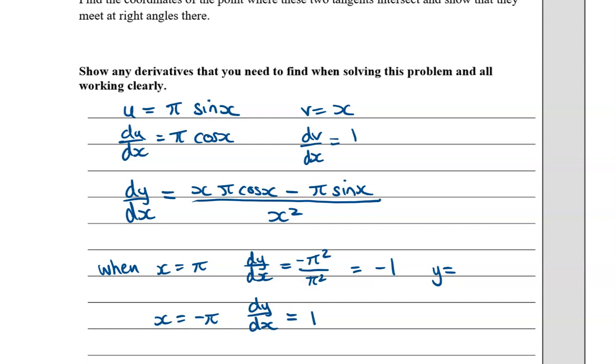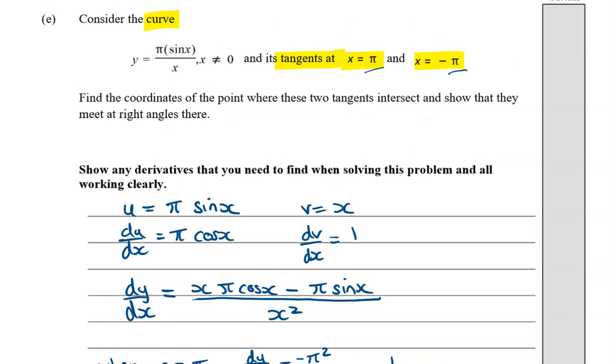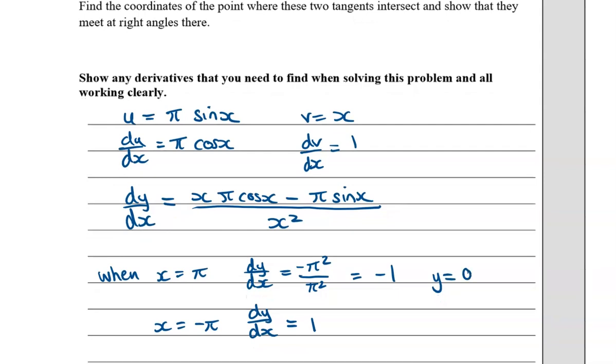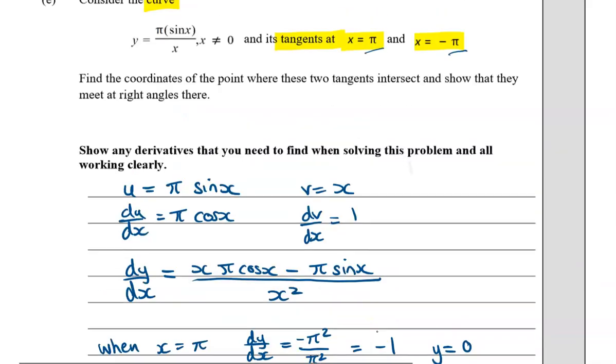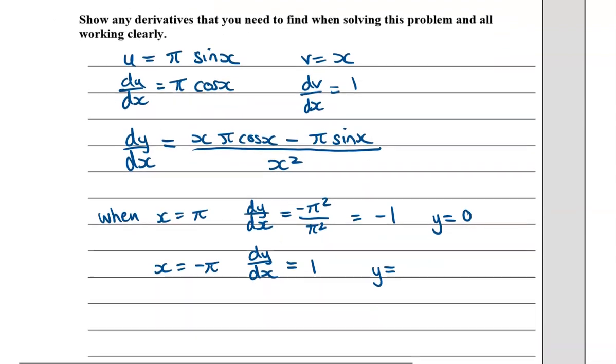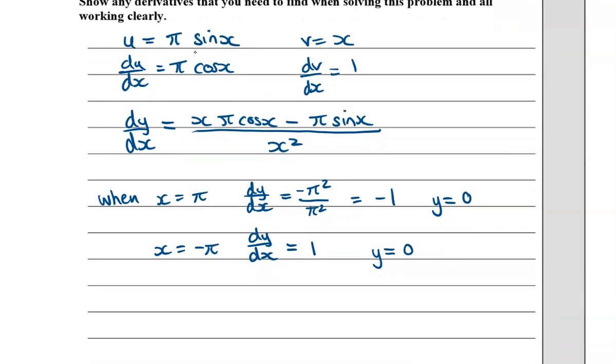So when x is pi, y is going to be equal to, if we pop that into here, well, sine of pi is 0. So we get y is 0. And when x is minus pi, if we put minus pi into sine x in our y equation, we also get 0. Okay, so then the tangent equations are, if you use, remember, y minus y1 equals m(x minus x1).